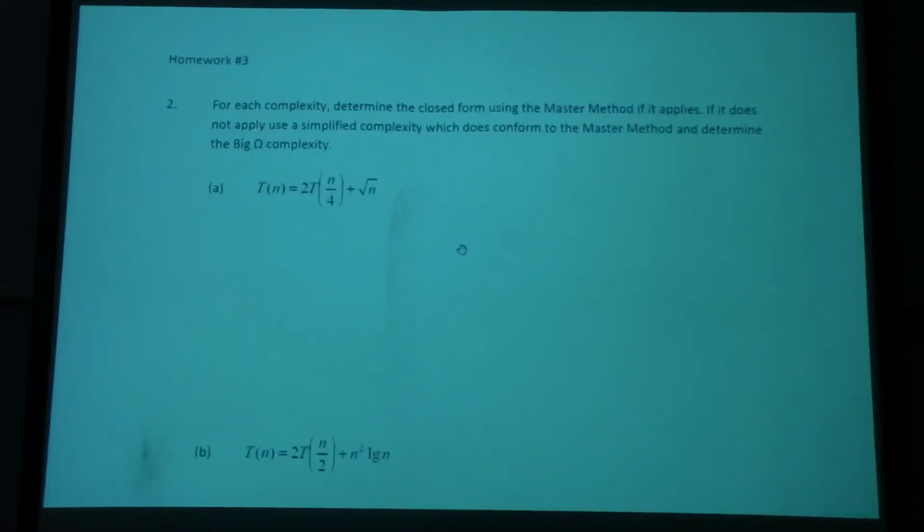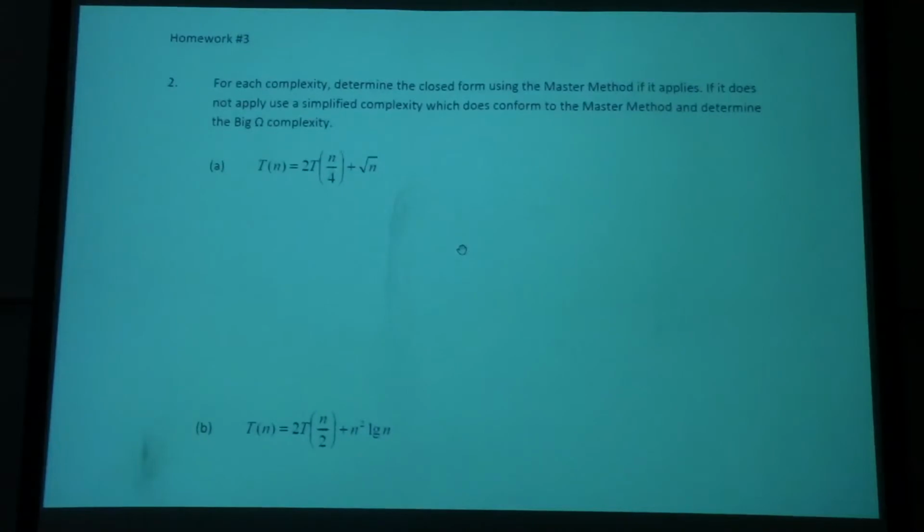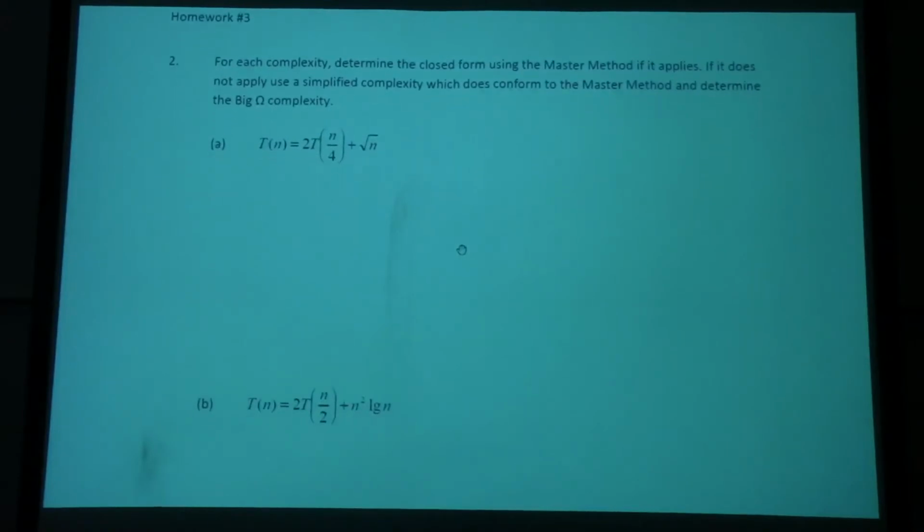All right. So part number 2. So number 2 here is, I think there are 3 ones here. For each complexity, determine the closed form using the master method if it applies. So you have to make sure that it applies. If it does not apply, use a simplified complexity which does not conform to the master method and determine the big omega complexity. Okay, so let's take a look over here.